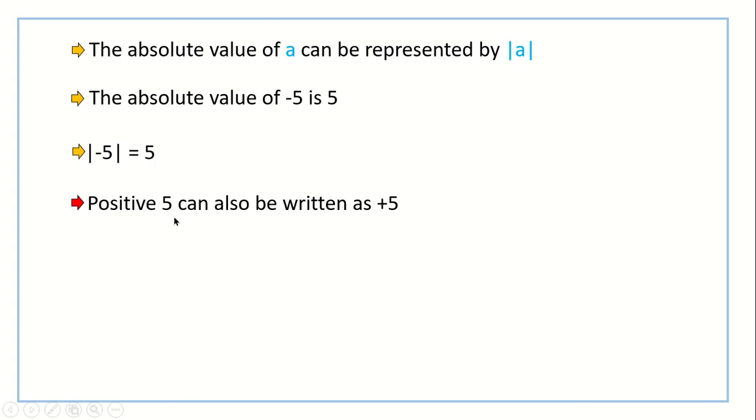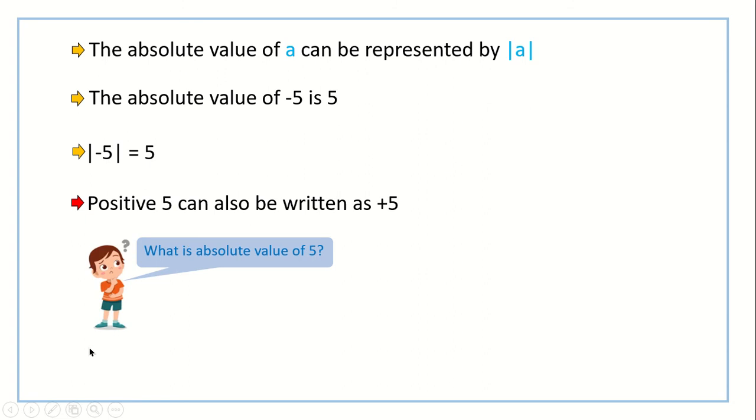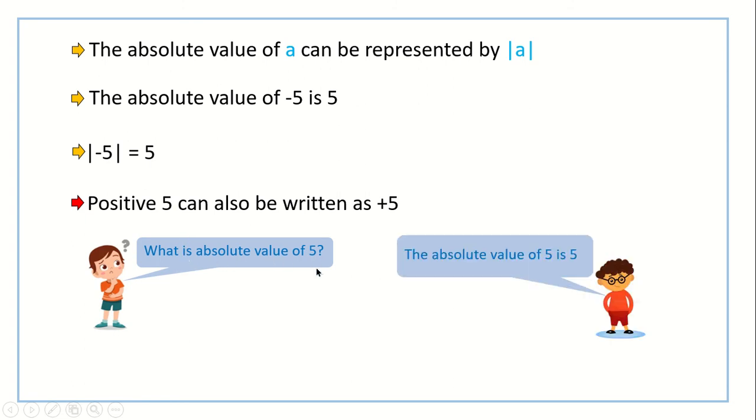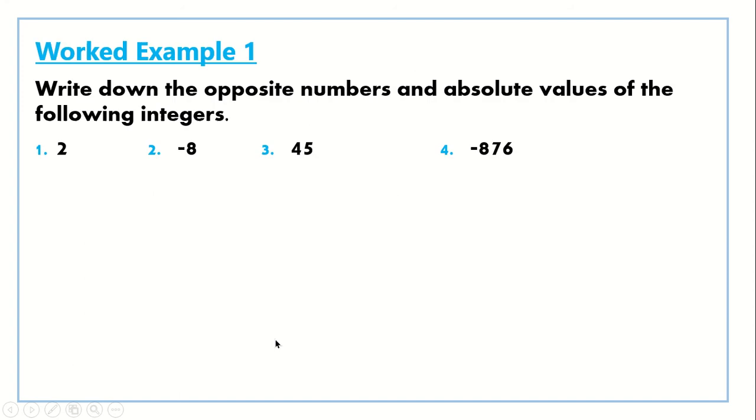Okay? We know that a positive number can also be written with a positive sign. When we write a positive number, we can write it without a positive sign, or we can write it with a positive sign. Now, what is the absolute value of 5? We just need to have it as 5. So if we need to show it using a symbol, we write 5 between 2 vertical lines. Okay? Now let's look at some examples.